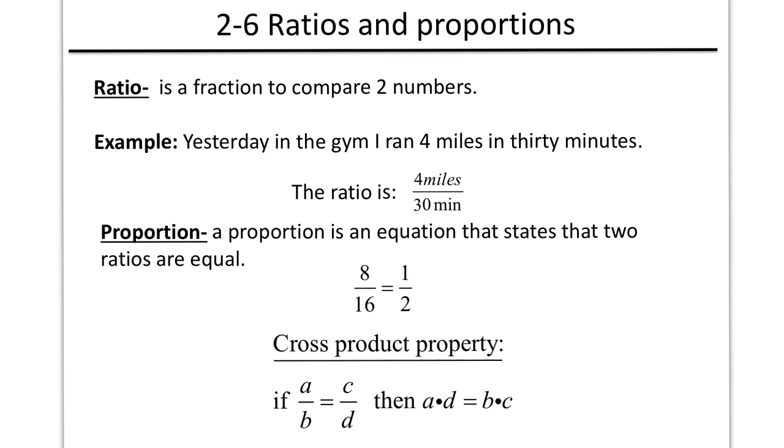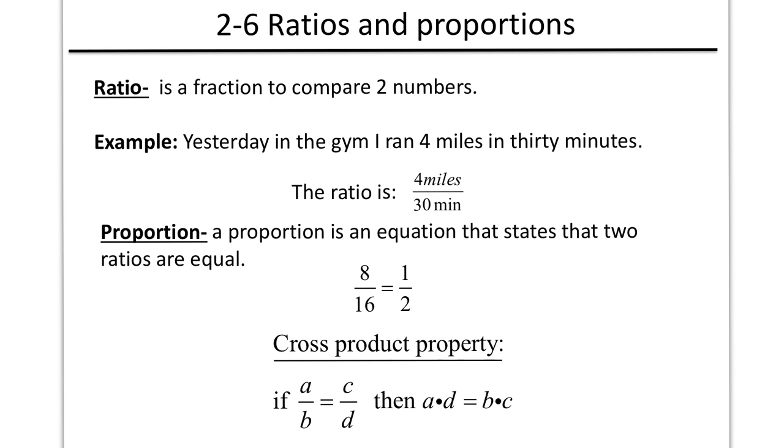denominator. Now, if you take two ratios, so two different fractions, you can make a proportion. So this is the definition for a proportion. A proportion is an equation that states that two ratios are equal. So you have two different fractions or ratios in this case, and we're saying that they are equal. So that's what's called a proportion.